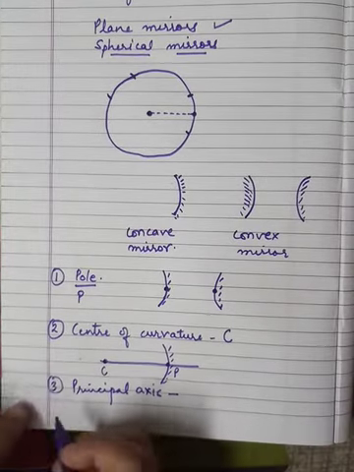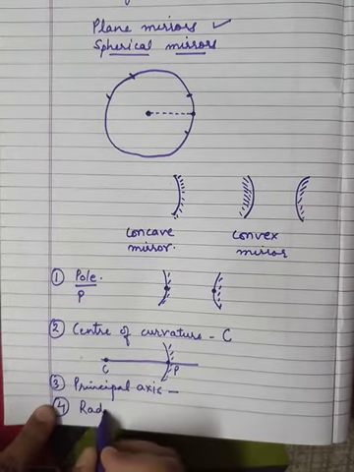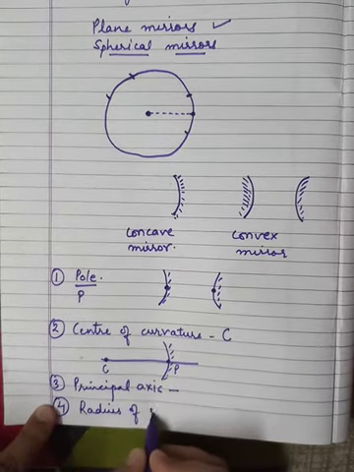Now the next one, the fourth one, is the radius of curvature.